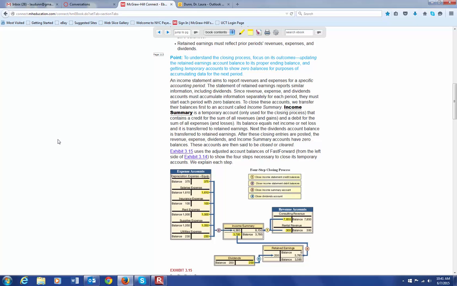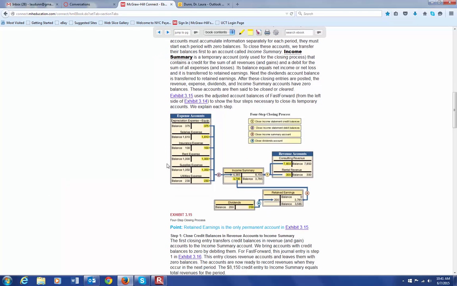And it's going to contain a credit for all of the revenues and a debit for all of the expenses. So the way that we do this process is we find all of our expense accounts, and because expenses have a normal debit balance, their balances are going to be here on the debit side. We want to transfer each of these balances to this account called income summary. So if we credit each of these expenses, because that would zero each one of these out, we're going to move the total of all of these over here to the income summary account.